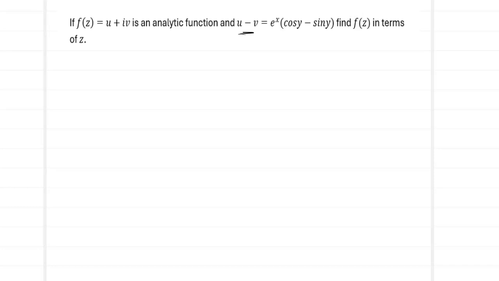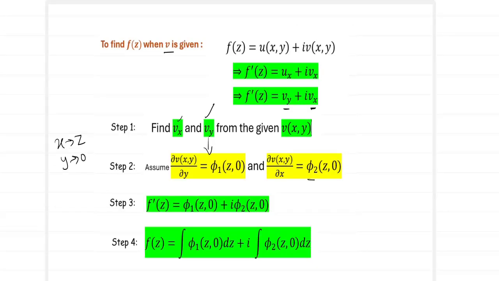So rather than giving either u independently or v independently, what happens over here is we have been given a combination of u minus v. So this Milne Thomson method which was given over here has to be slightly modified for it to be applicable for this kind of function. So we will see how this can be proceeded now.